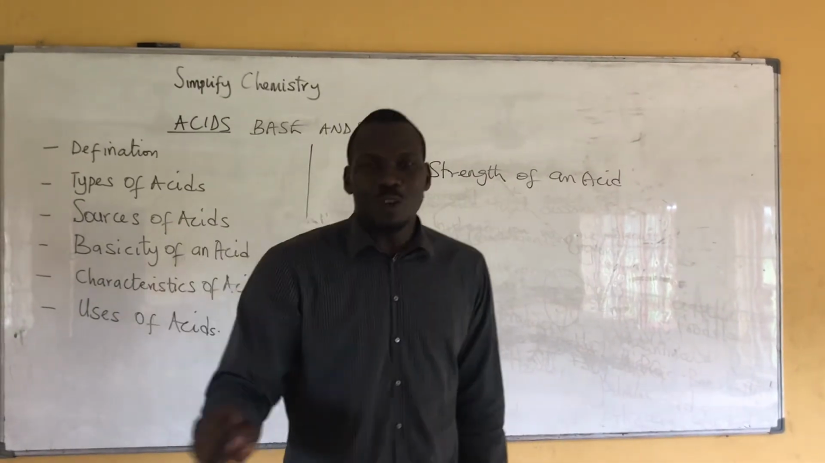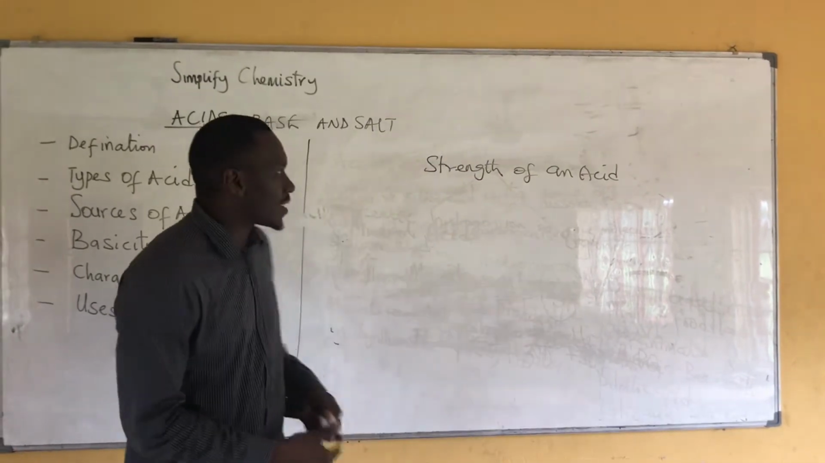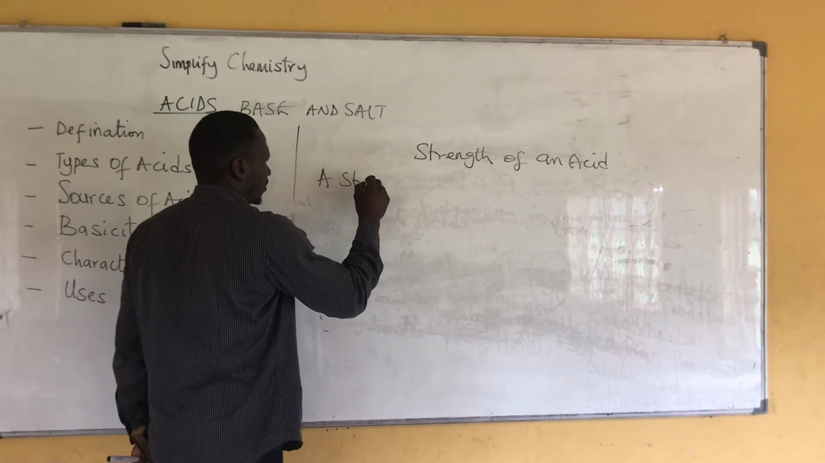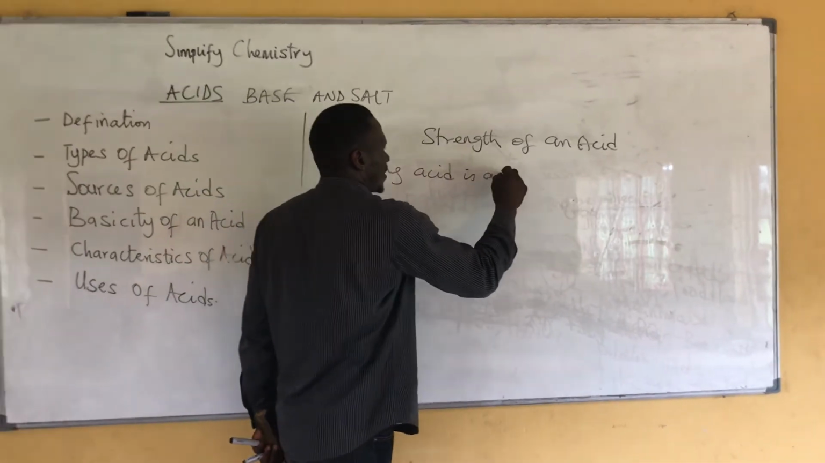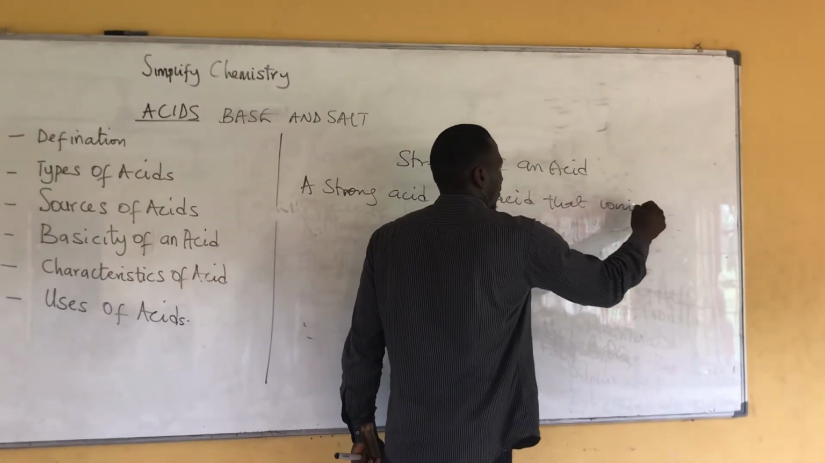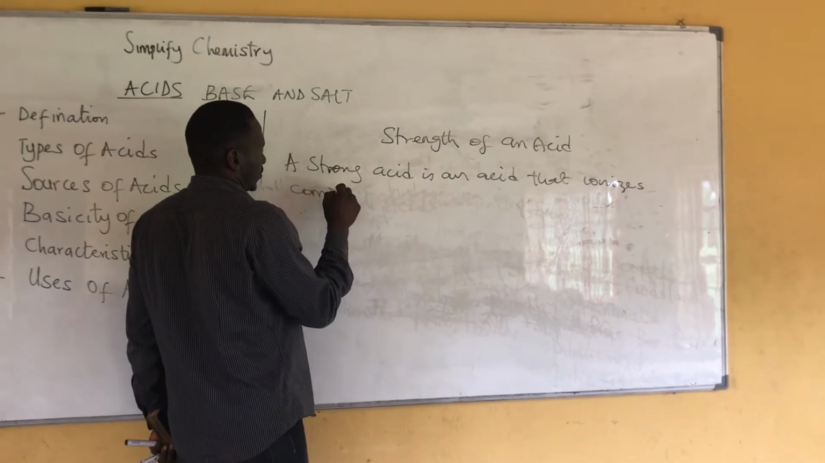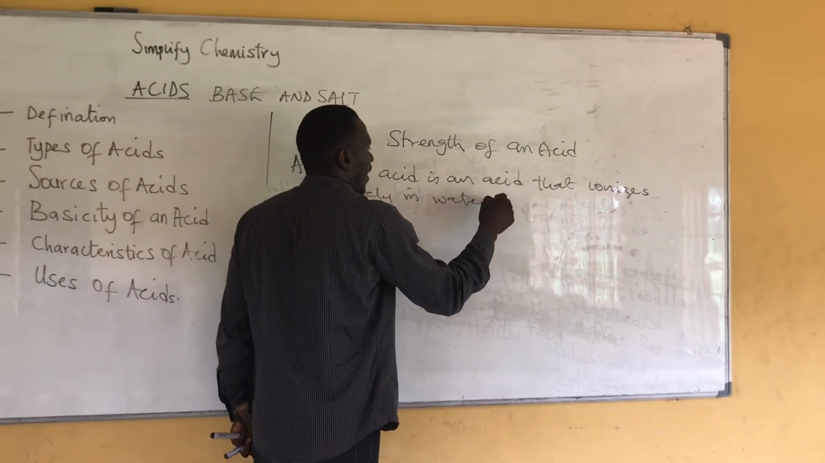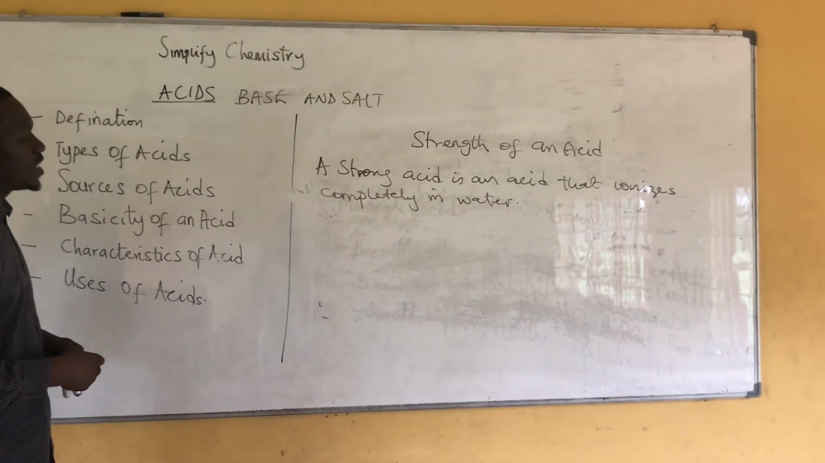So what is the strength of an acid? How do I identify a strong acid? How do I identify a weak acid? A strong acid is an acid that ionizes completely in water. It ionizes completely in water.